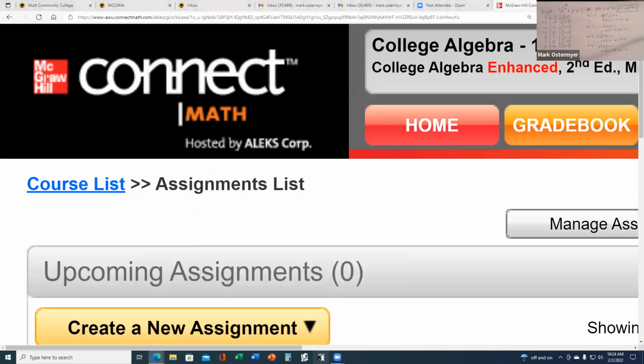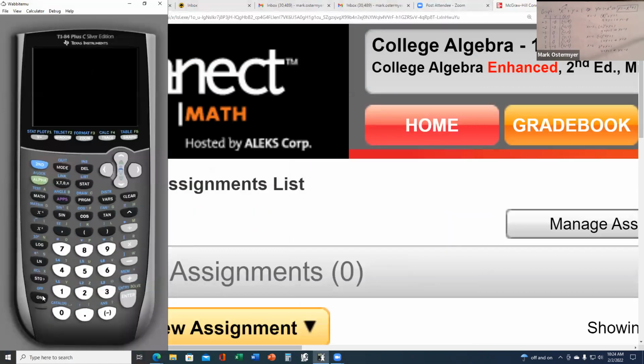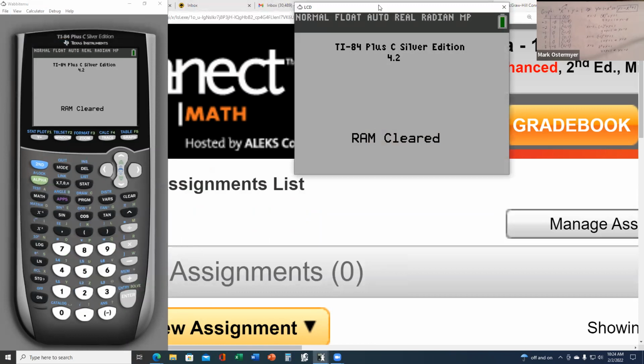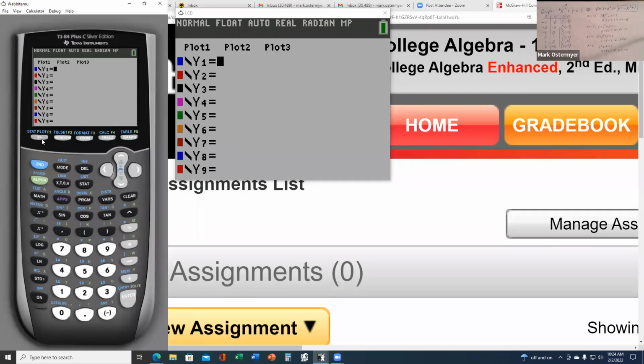All right, here we go. Hopefully all systems go with the technology. So we're going to try to graph this equation, ladies and gentlemen. Hit your y equals button, go to your equation editor. We need to type the equation in. Y is equal to negative x squared plus 1.